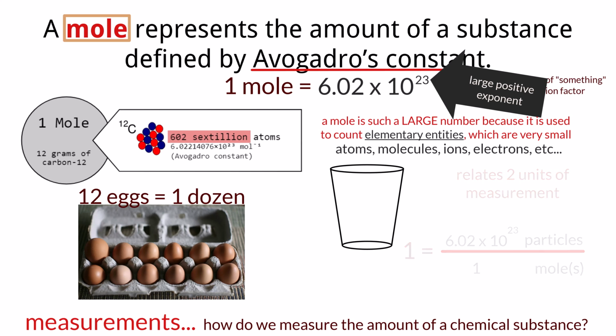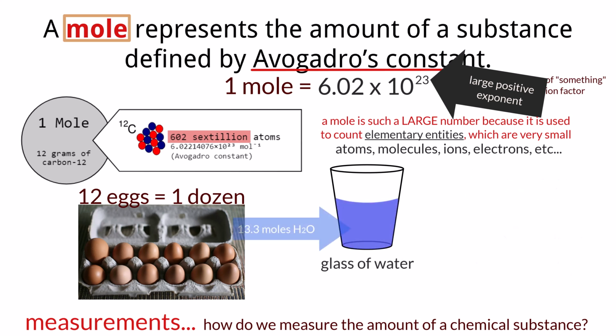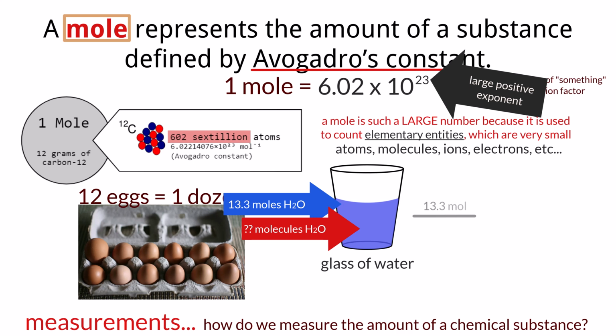So let's say you had a glass of water that contained 13.3 moles of water. How many actual water molecules would you find in that glass of water? Let's use our conversion factor. We start with 13.3 moles of water and then multiply by our conversion factor, which we know that 1 mole of a substance equals 6.02 times 10 to the 23rd molecules.